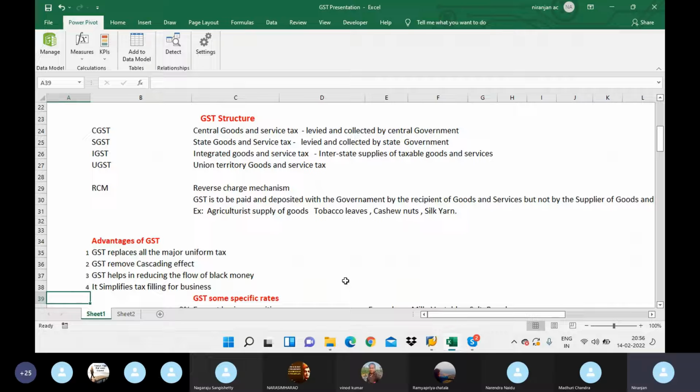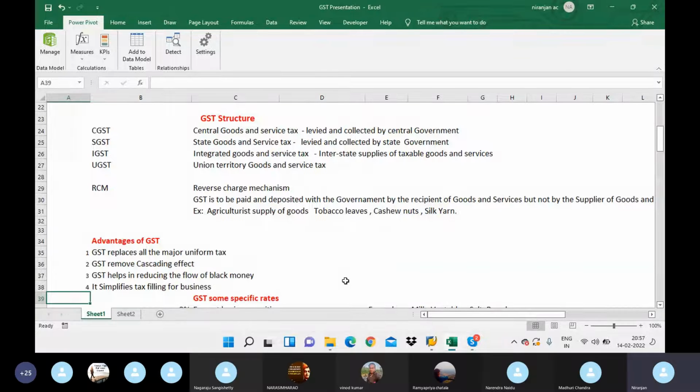And GST helps reduce the flow of black money. Before GST was implemented, people could escape tax filings. Now we cannot escape GST filings or the tax. We pay directly or indirectly, and we definitely pay the tax from our side to the government. And it simplifies tax filing for business. After implementing GST, we can easily file the GST also.